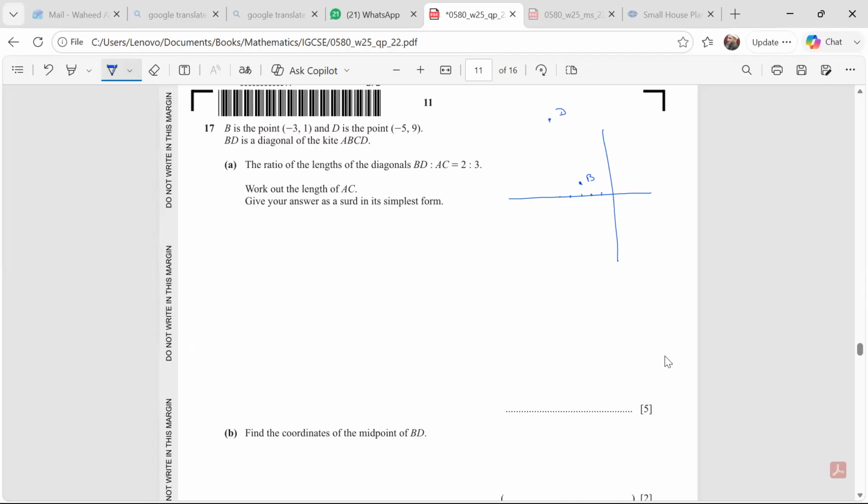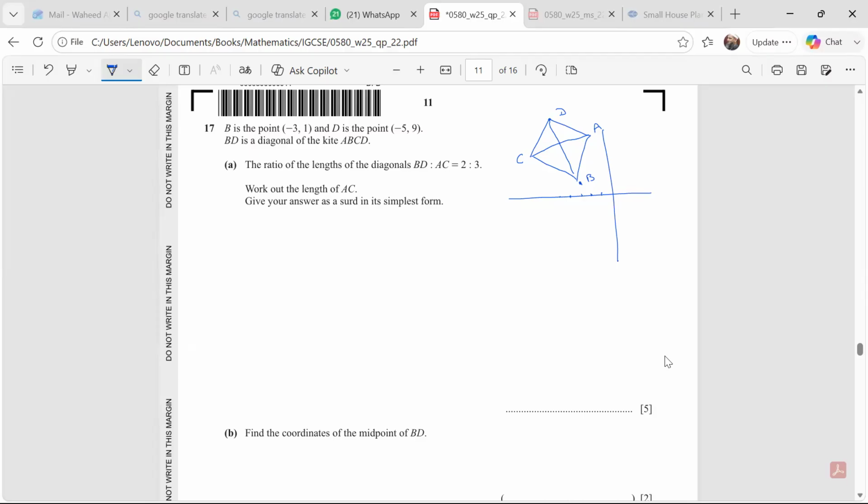So BD is a diagonal of a kite, and AC is on the other side. I'm not sure, but let me assume that it is something like this. So A, B, C, D. This is the kite, and these two lines BD and AC intersect like this. The ratio of BD to AC is 2 versus 3. So AC is 1.5 times more than BD.